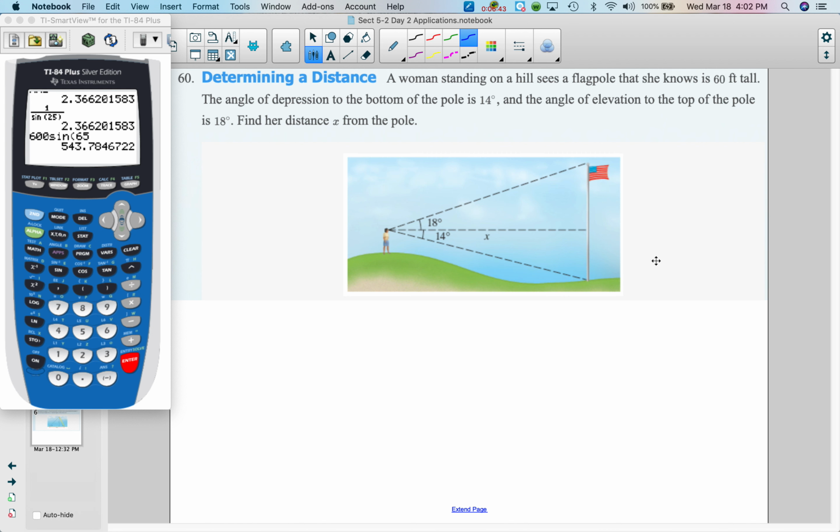Okay, next problem. Determining a distance. A woman standing on a hill sees a flagpole that she knows is 60 feet tall. So that's this right here. So from here to here, we know is 60 feet. The angle of depression to the bottom of the pole. So notice here's her line of sight. So straight across from the horizontal, but the angle of depression down to the bottom of the pole is 14 degrees. And the angle of elevation to the top of the pole, so looking up, then she can see that that is 18 degrees. Find her distance from the pole. So we are looking for this distance here.